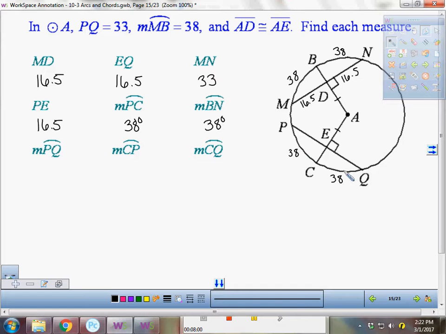PQ, so that would be this whole thing. Well, all I have to do is add up these pieces, right? So 38 and 38 would give me 76 degrees. All right, CP, so from here to here, that would be 38 degrees. And CQ, 38 degrees. So as you can see, if you go ahead and label everything, when you start filling these in, then you're not looking all over your graph half the time because you've already assessed the situation. So that's my advice, is to come in here, label what you know, and then go back to the questions. It's much easier that way.